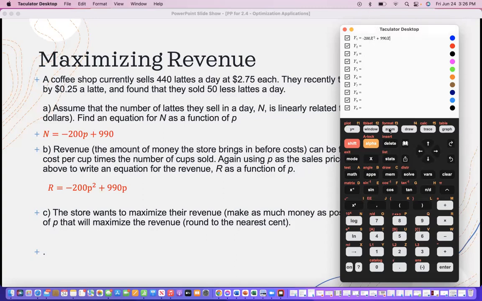If we're using our standard window, we're probably going to run into problems here. We're just going to go ahead and pull that up. You can see here that with the standard window, I can't even see anything. It's probably because it's all off the screen. So we need to adjust our screen to be able to see this. This is a quadratic equation, and it's got a negative in front of it.